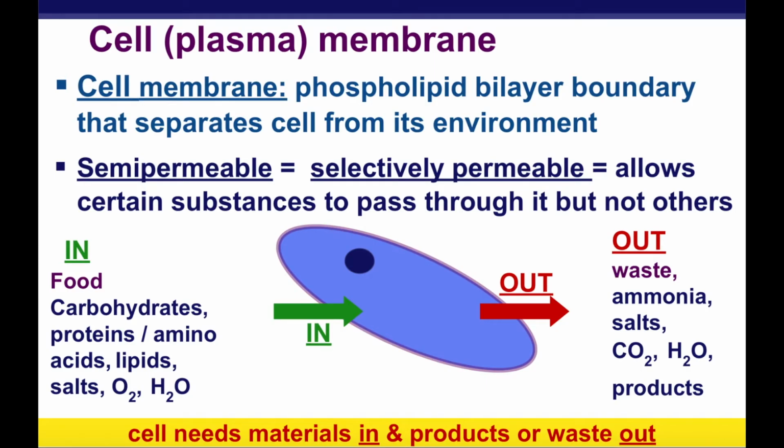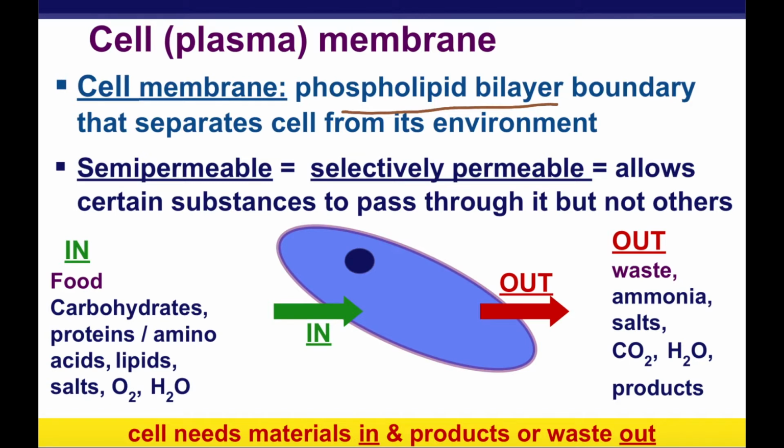Okay, so the cell membrane is also sometimes called the plasma membrane, and this just refers to the outer boundary of your cell, which separates the cell from the environment. And this cell membrane is primarily made of a phospholipid bilayer, meaning two layers of phospholipid molecules. Now, the characteristics of these phospholipid molecules end up creating what is known as a semi-permeable membrane, also known as selectively permeable.